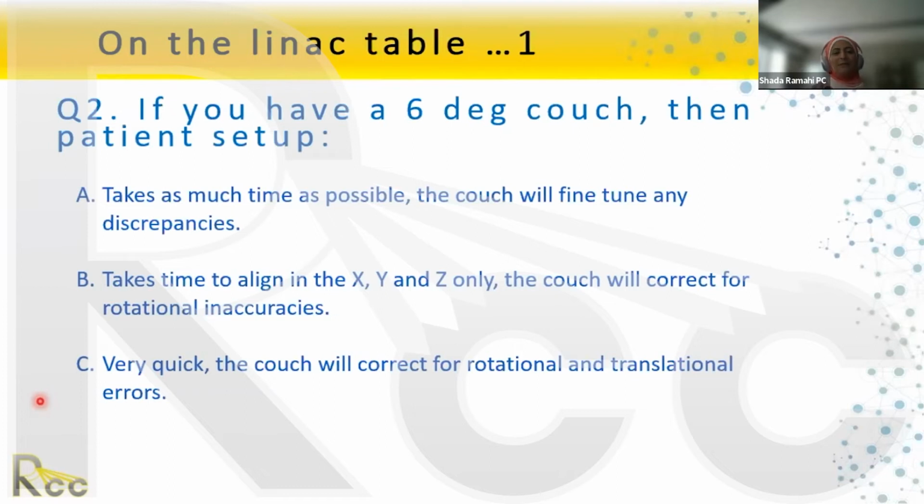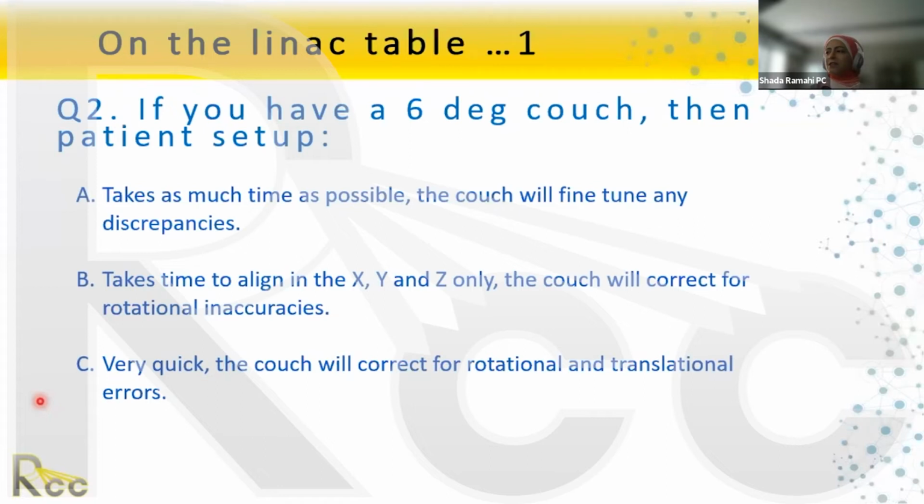On the LINAC table, if you have a 6-degree couch, then when patients sit up, you should take as much time as possible. Take your time, do it quietly, calmly, and then you use the 6-degree couch to just fine-tune any discrepancies. Second option is take as much time as you need to align with the X, Y, and Z, so the table in and out, table vertical, table lateral. And then the 6-degree couch will correct for any rotational inaccuracies. Third choice is you do a very quick alignment on the couch, and then we have IGRT, correct? We have CBCT, we have KV images, and we have a 6-degree couch, and we let the 6-degree couch and the imaging correct for any rotational and translational errors.